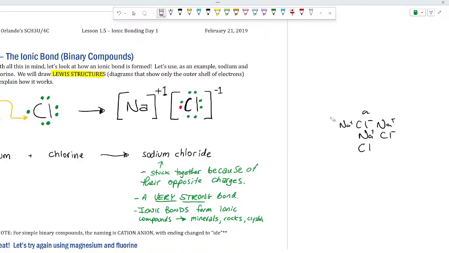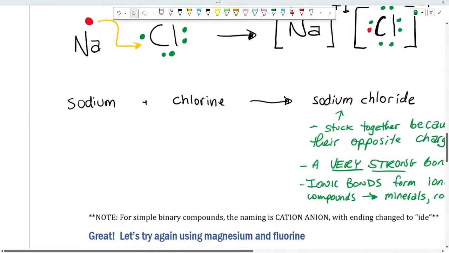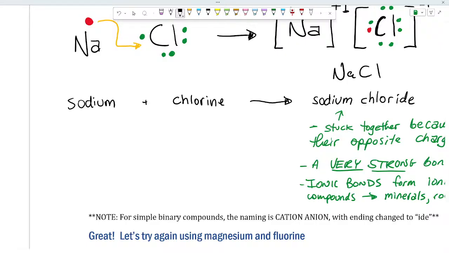But the ratio in this case is NaCl, which means 1 sodium for every 1 chlorine. Does that make sense? Great.